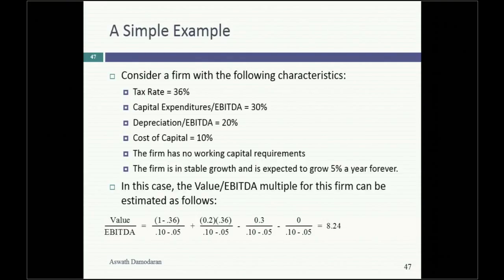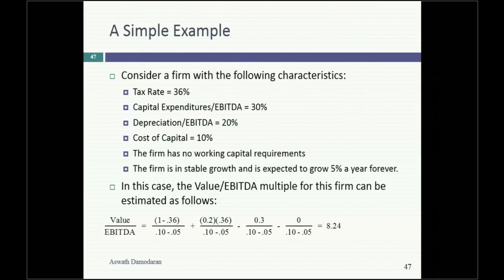So here's an example. You have a company, tax rate of 36%, capex is 30% of EBITDA, depreciation is 20%, cost of capital is 10%. For simplicity, let's assume no working capital requirements. Firm is in stable growth, growing 5% a year. So you give me these numbers and say, what EV to EBITDA should I pay for this firm? Rather than look at comparables, I do an intrinsic EV to EBITDA. I go to the previous page, I look up that equation, I put in the 36% tax rate, 20% depreciation, 30% capex, no working capital, 8.24 times EBITDA. That's an intrinsic EV to EBITDA for this company.